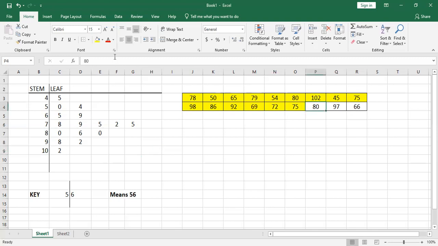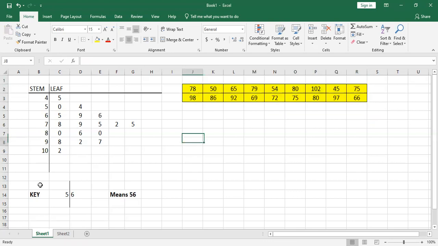My next number is 97. Where there is a 9, I'll put a 7 there. My next number is 66. Where there is a 6, I'll put a 6 here. Okay. Now, is this the final result for stem and leaf? Certainly not. I need to rearrange them in order.